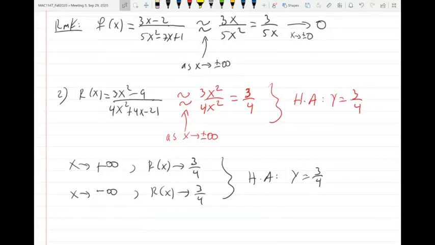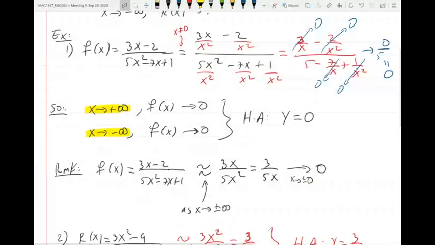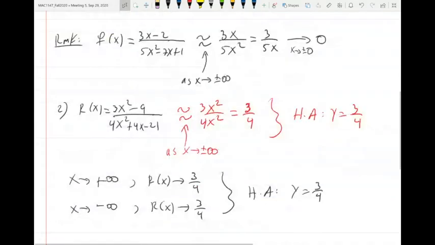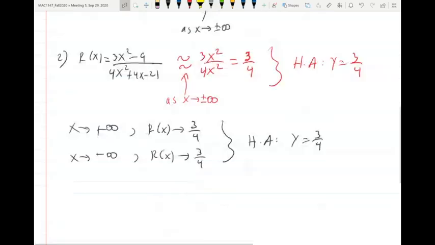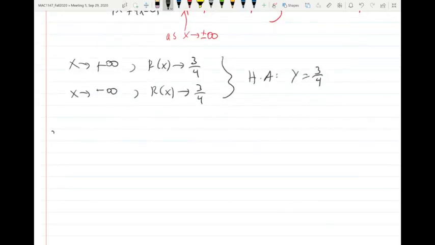So far we have, if the degree of the top is less than the bottom, then you will have y equals 0 as horizontal asymptote. If the degree of the top is equal to the bottom, then the horizontal asymptote is going to be the ratio of the leading coefficients. Now let us do an example in which the degree of the top is bigger than the bottom.